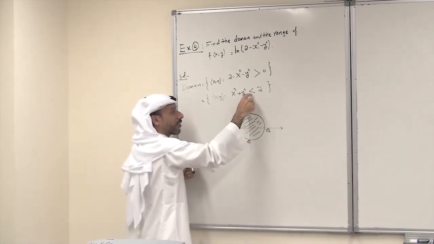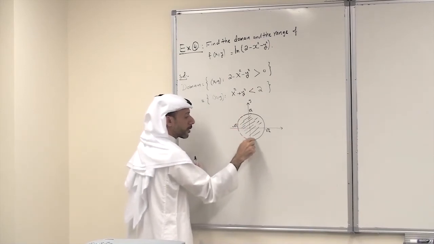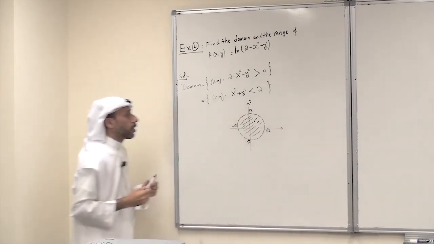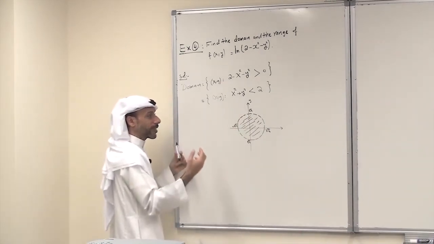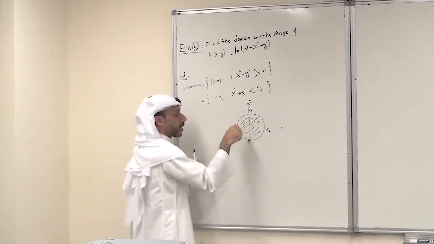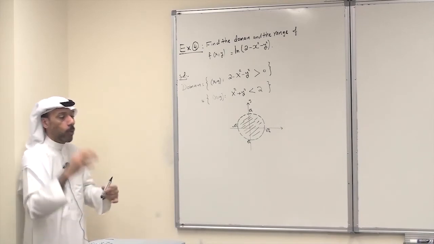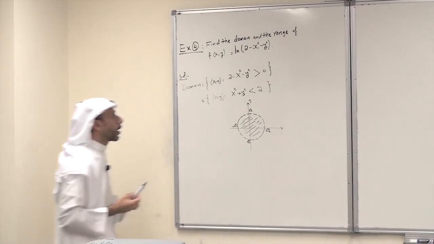And since here I don't have equality, the circle is not included. The points on the circle are not included. So the domain of the function will consist of all points inside the circle with center the origin and radius root 2, all points inside. This is for the domain.